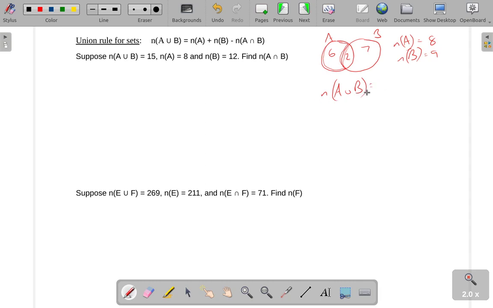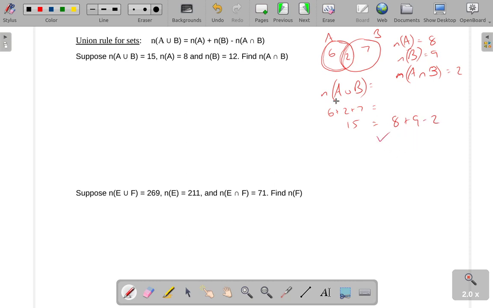So the size of the union, well, if I knew the breakdown like this, I could just say that this is 6 plus 2 plus 7. That would be pretty straightforward. This would be 15. But the union rule gives us a way of figuring that out if we just knew the size of A, the size of B, and the size of the intersection. The size of the intersection here is 2. So this should be equal to 8 plus 9 minus 2. 8 plus 9 is 17. Subtract 2, we get 15.